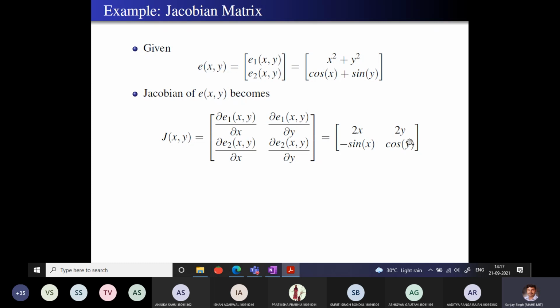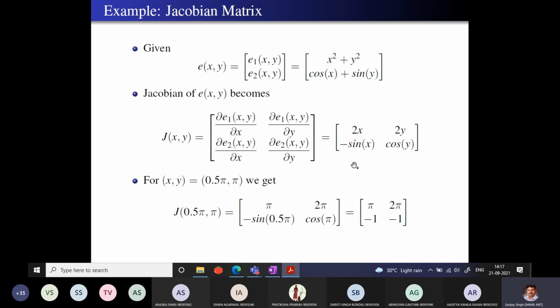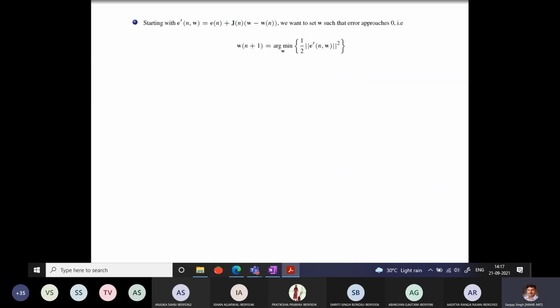But finally, you have to find the Jacobian at a particular point. If that is the case, let's say 0.5 pi and pi, if you have written something like this, then this is the value. This is not for this one, you don't have to write this. I just gave you an example so that you understand how you find a Jacobian. Okay? Now let's come back here.